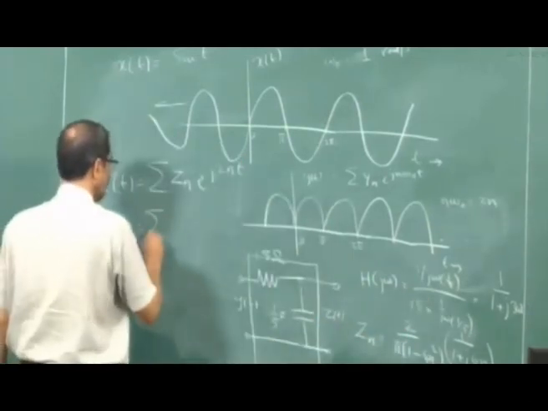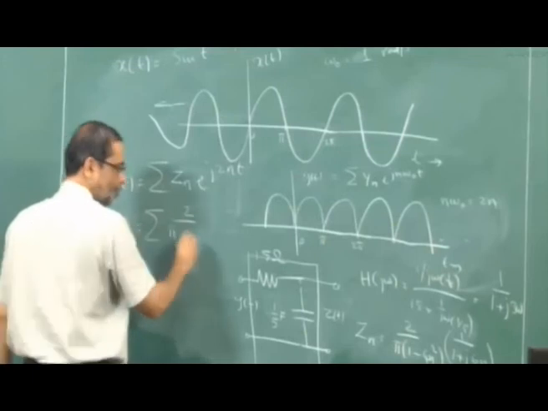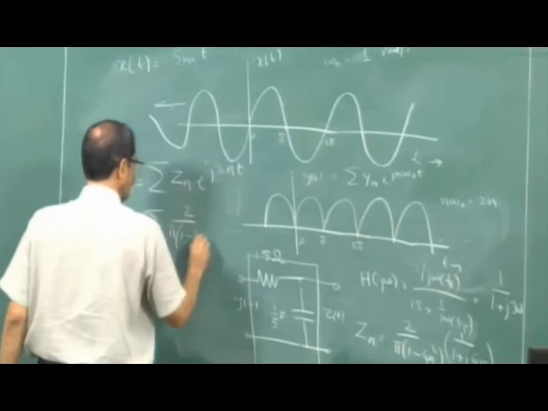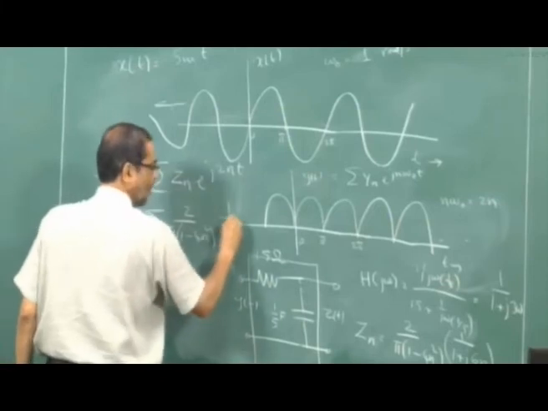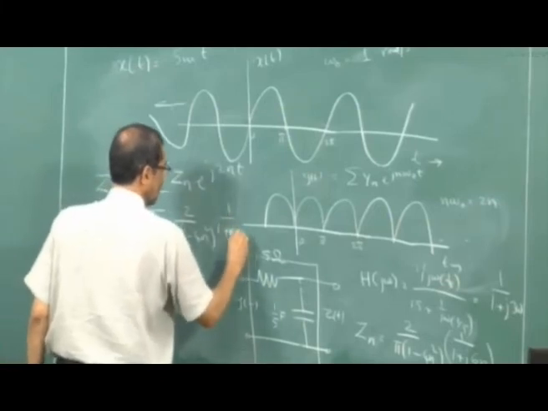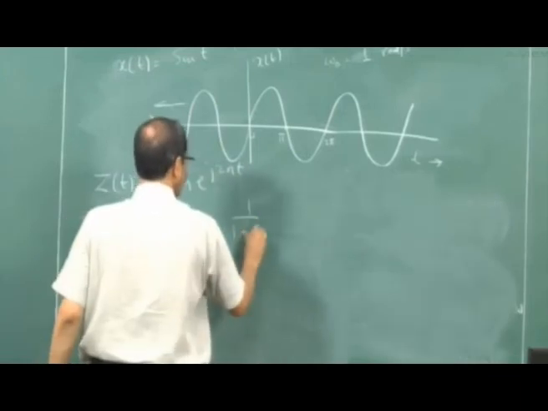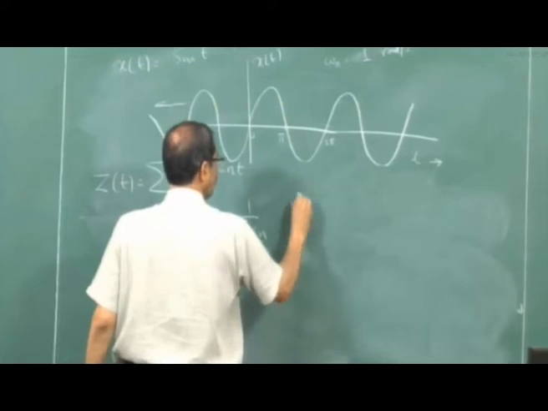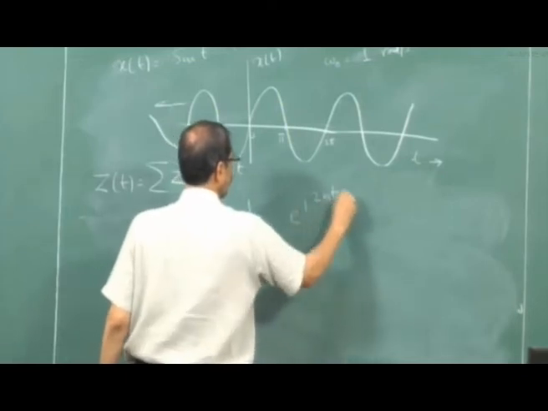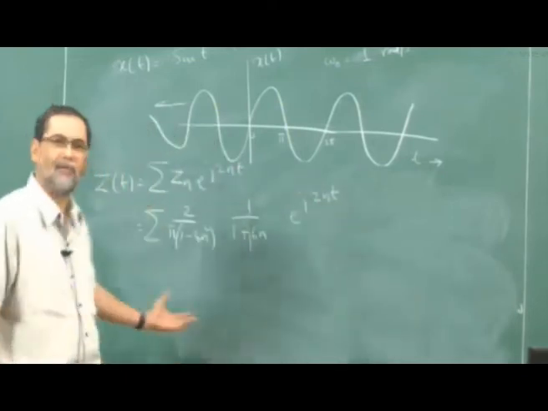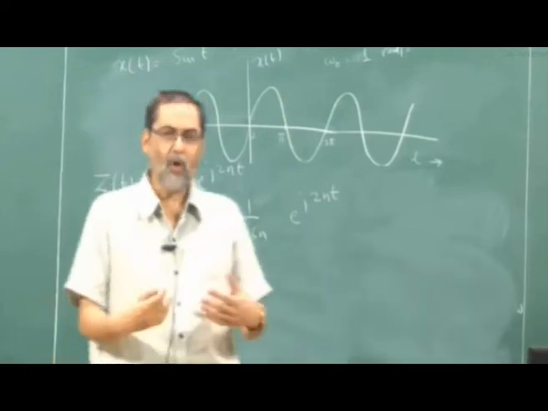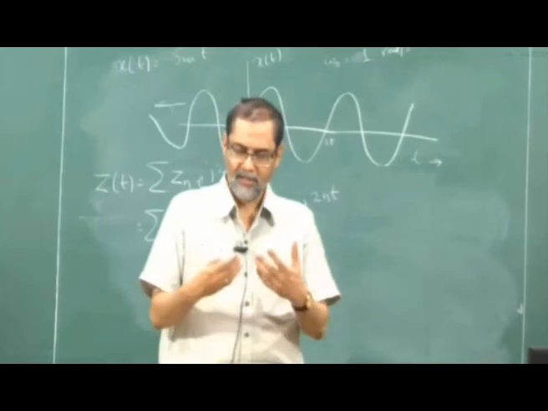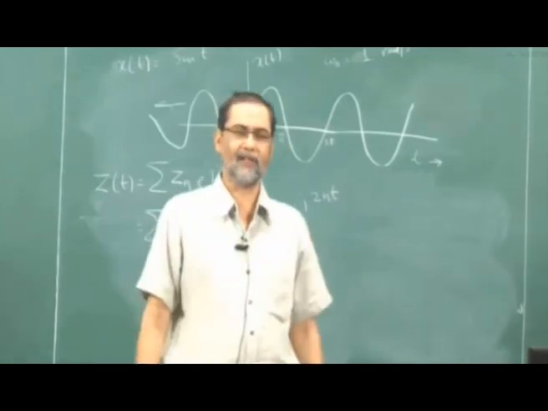If you want, you can substitute it as 2 by pi, or is it pi or pi squared? Okay, pi times 1 minus 4n squared, times 1 by 1 plus j6n, e to the power of j 2nt. That's the complete expression, the output of the full wave rectified signal fed to this RC filter.